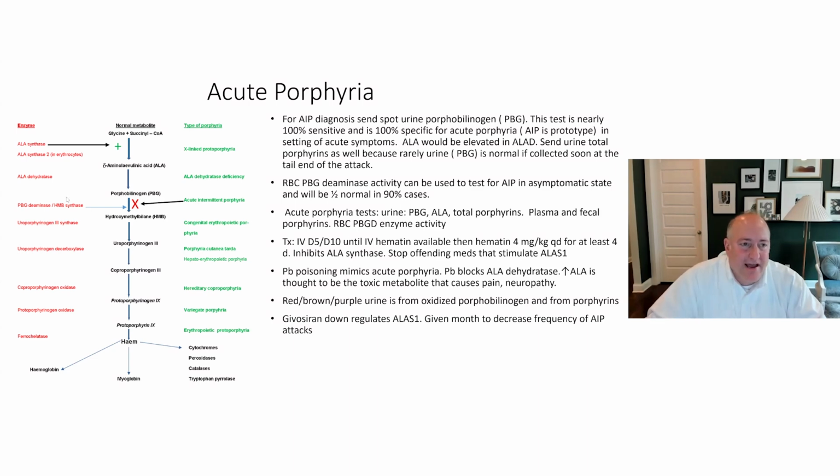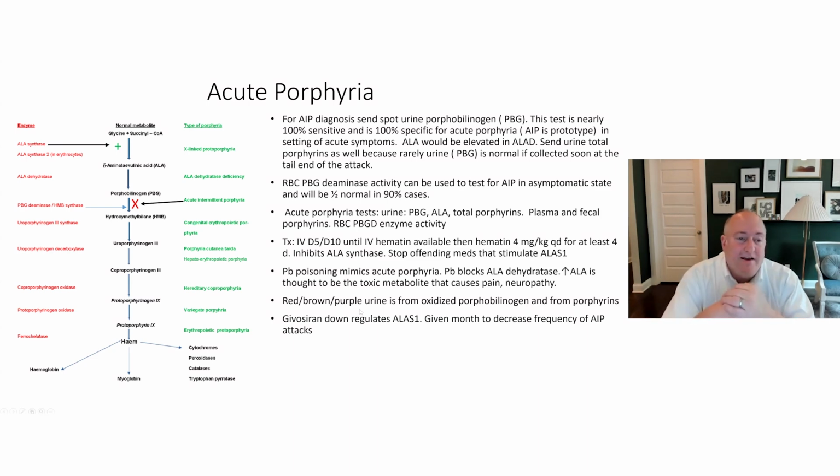Just out of interest, lead blocks this step here, and that's why if you have lead poisoning, you block this step, you can have an elevated ALA, and lead poisoning can mimic acute porphyria for that reason. With porphyria, we get the red, brown, purple urine. That's the urine porphobilinogen. If it sits in the urine, it gets oxidized to other compounds and other porphyrins, and that's why you get the colored urine, because PBG itself, ALA, is colorless. It's like when it gets out of the cells, it can turn colors.